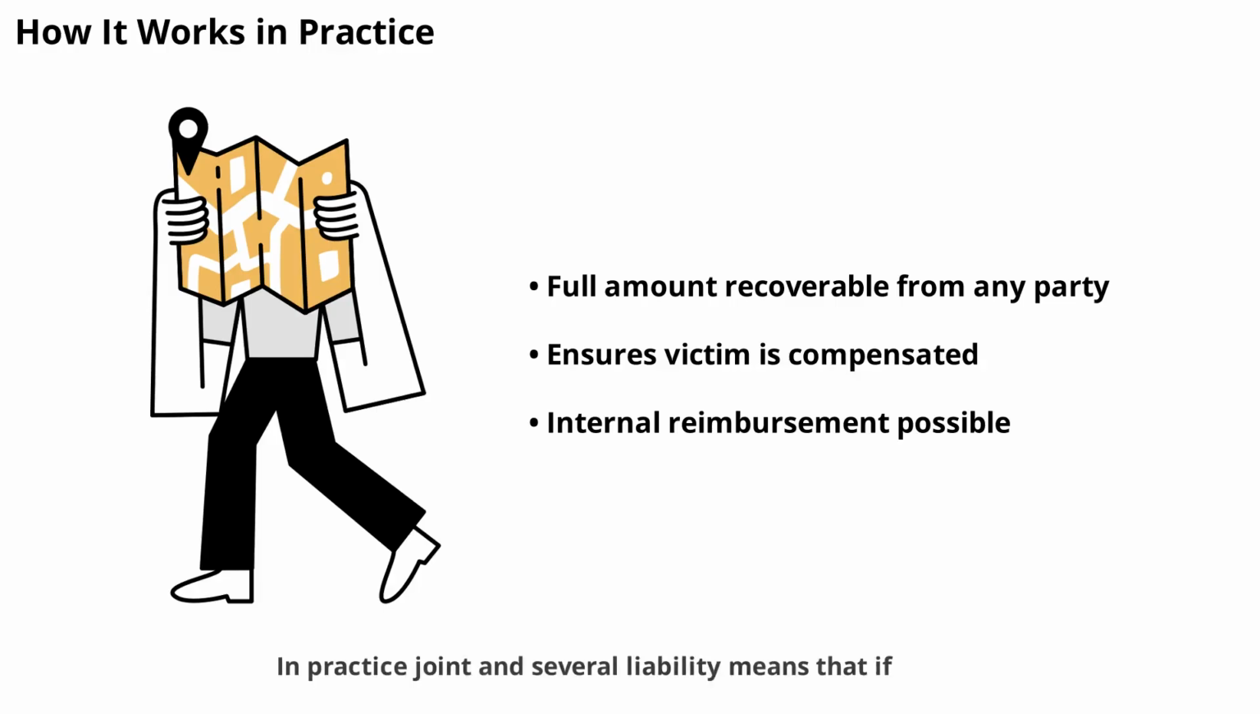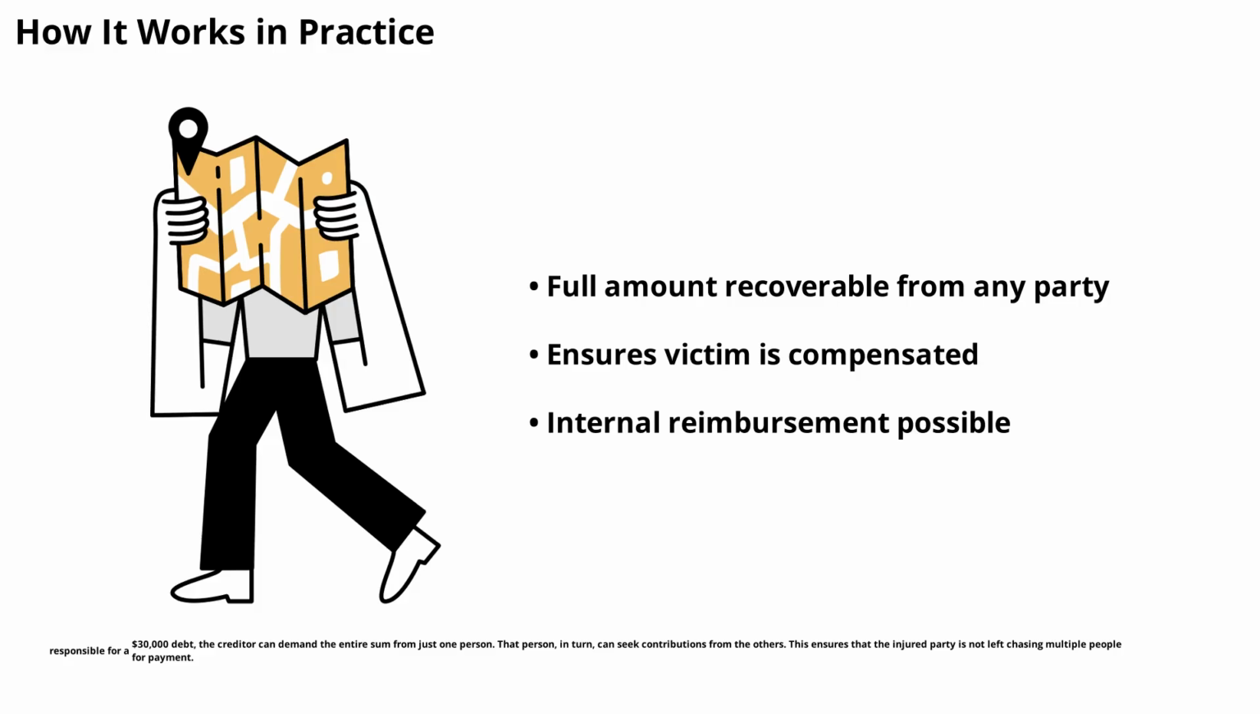In practice, joint and several liability means that if a group is found liable for damages, the injured party can recover the full amount from any one of them. For example, if 3 people are responsible for a $30,000 debt, the creditor can demand the entire sum from just one person. That person, in turn, can seek contributions from the others. This ensures that the injured party is not left chasing multiple people for payment.